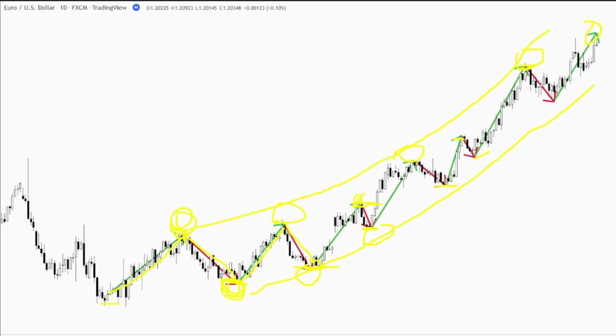Now let me show you an example of a bearish market structure, and you will see how they differ.